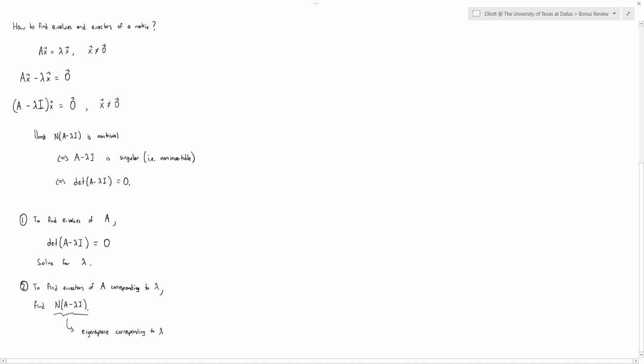Okay, so let's do a couple of examples to get a better sense for how exactly this works. We'll start with a 2x2 example first. We'll do some 3x3s as well. The goal is to get the eigenvalues of A, and then also the eigenvectors. So first, to get the eigenvalues, I'm going to calculate the determinant of A minus lambda I.